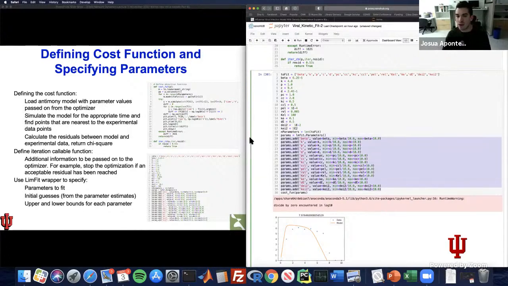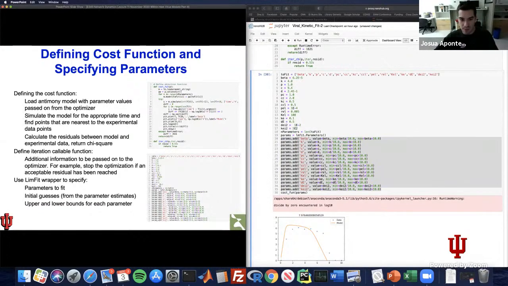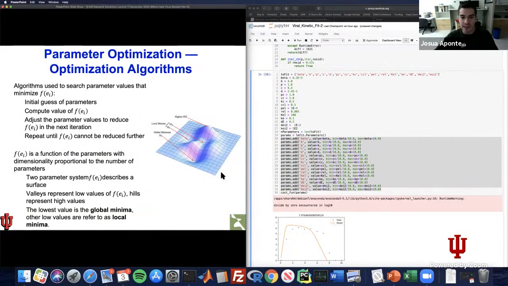And this is important because that determines the limits of this space. You don't want that space to be infinitely large, especially with certain types of optimizers, because it would take forever, like literally forever, for the optimizer to finish. So you want to specify certain bounds. These are the bounds that I'm allowing the optimizer to explore.